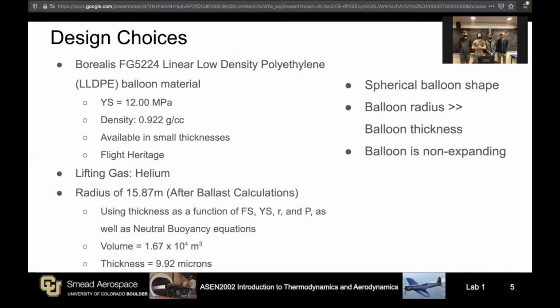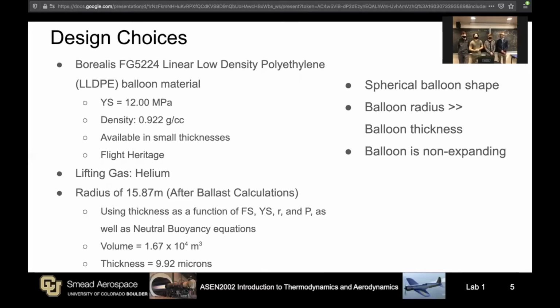So for our design choices, for our material, we ended up choosing Borealis FG5224 linear low density polyethylene, also known as LLDPE. So that is the material we chose. It has a yield strength of 12 megapascals and a density of 0.922 grams per cubic centimeter. It is available in small thicknesses, and we chose it based on flight heritage as well, meaning that it has been used in the past. It's well known in the aerospace industry, so we know that it's a reliable material to use.